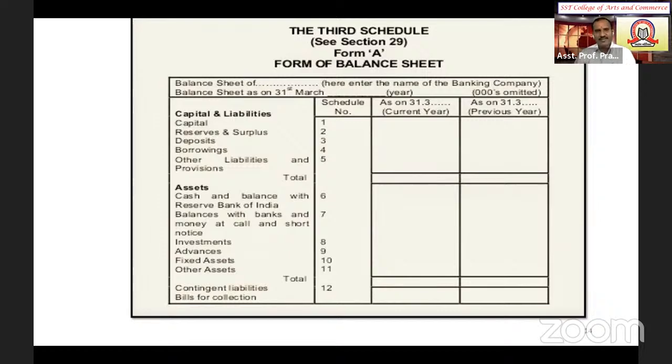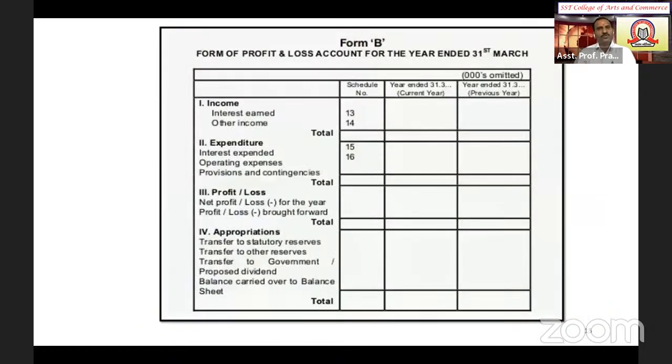Now we'll move to the profit and loss account format, that is Form B. In the profit and loss account there are again schedules, in continuation after the 12 schedules of the balance sheet. The income part is schedule 13 and 14, that is interest earned and other income, and the expenditure part is interest expended and operating expenses, schedules 15 and 16.